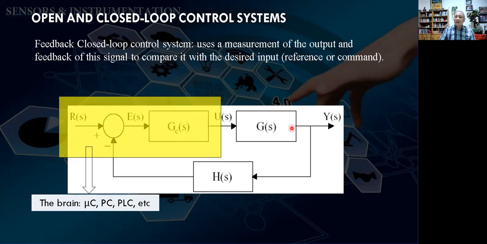So the sensor output will be received by the brain and then compared with the desired input, and then it controls the controller here to give output control to the plant and so on. So this is how the sensor plays a role in a closed loop control system.